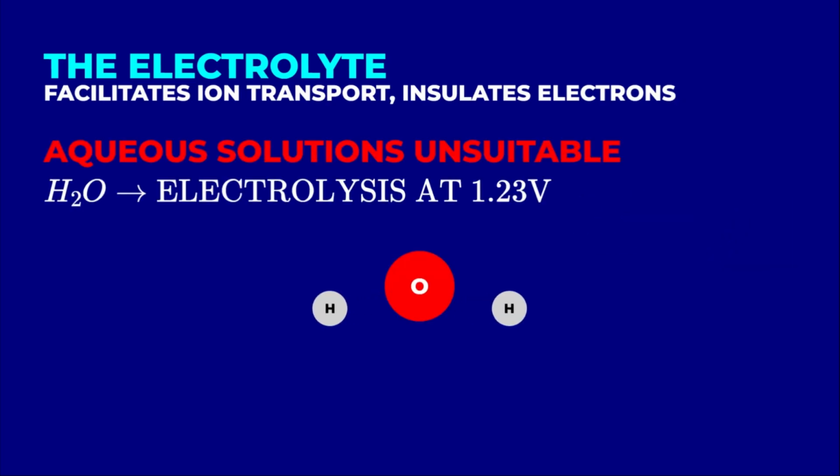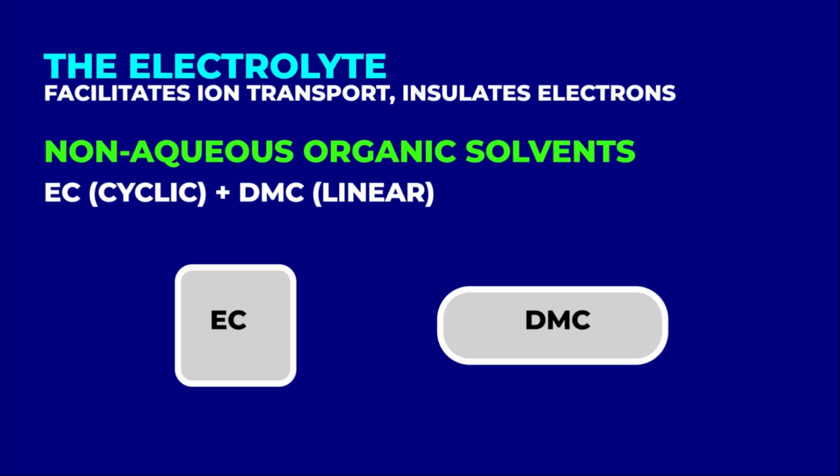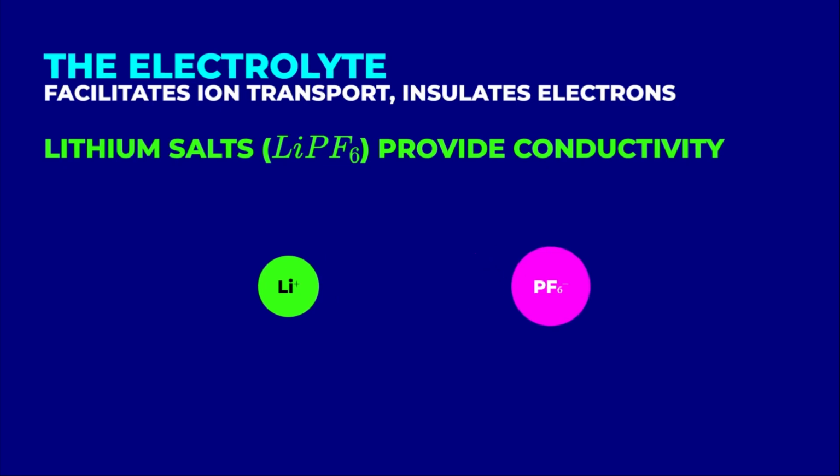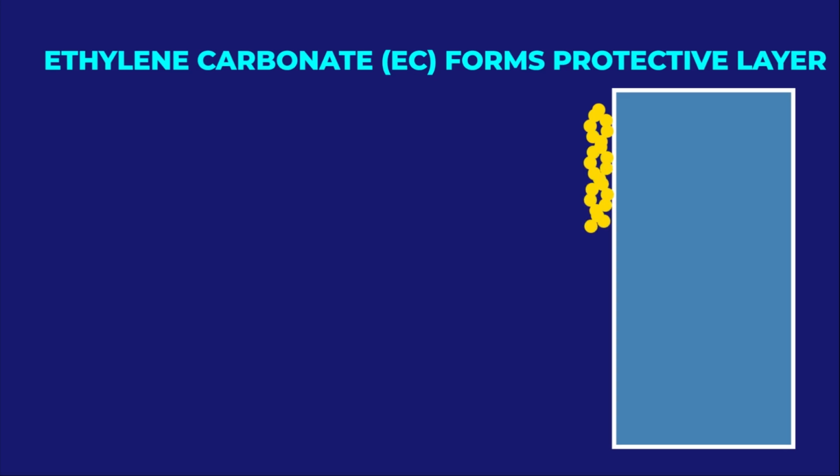Aqueous solutions are unsuitable for lithium-ion batteries because the narrow electrochemical stability window of water leads to electrolysis at 1.23 volts. Instead, manufacturers use non-aqueous organic solvents, typically a mixture of cyclic carbonates like ethylene carbonate and linear carbonates like dimethyl carbonate. These solvents dissolve lithium salts, most commonly lithium hexafluorophosphate, to provide high ionic conductivity. Ethylene carbonate is necessary because it helps form a protective layer on the anode during the first charge cycle.